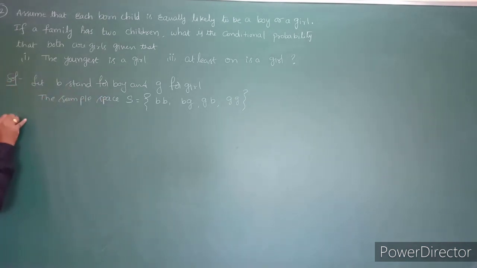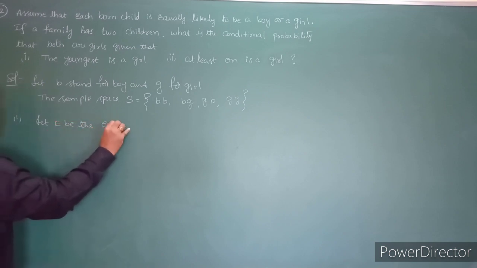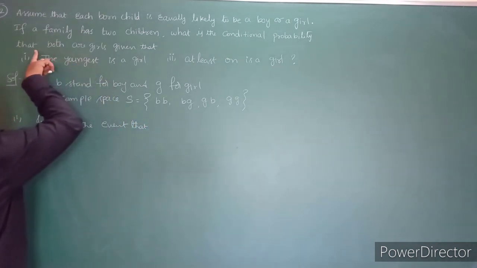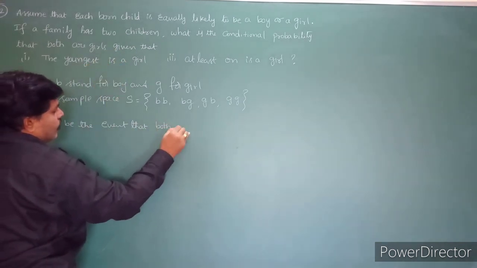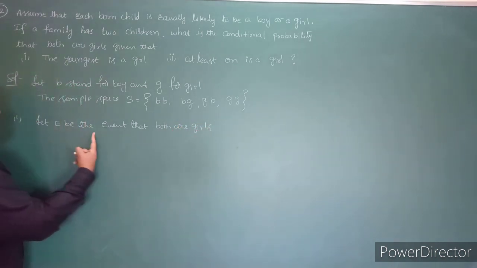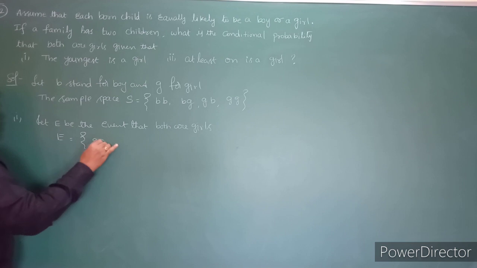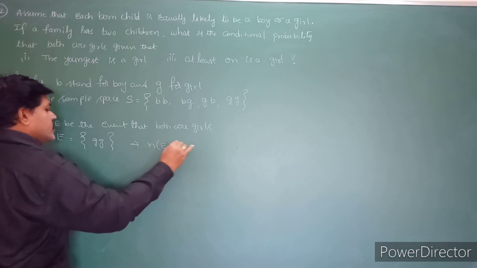So what is the first question? First, you have to take what is E. Let E be the event that both are girls. So what is E? E is equal to both are girls. Only one event is there. So that implies N of E is equal to 1.